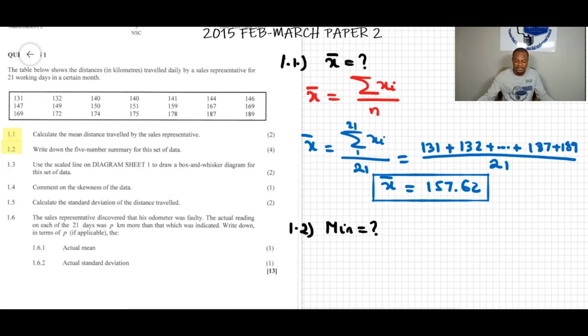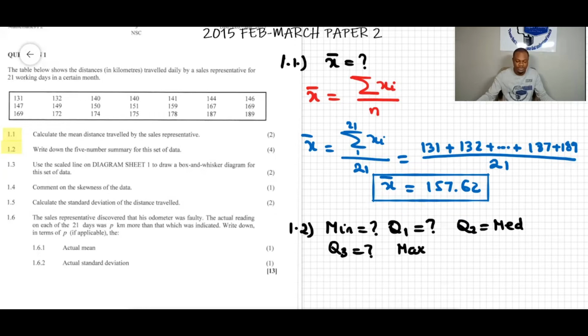The maximum, I prefer to do it in ascending order. Before I say the maximum, I'm going to say the first quartile, and then the second quartile, which is the same thing as the median, and then the third quartile, and finally the maximum.